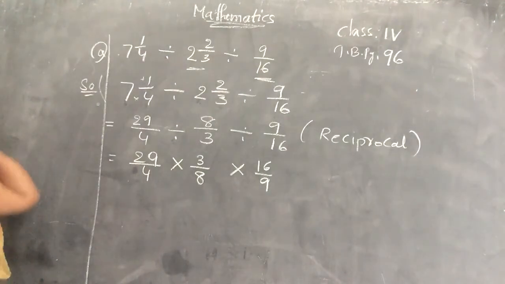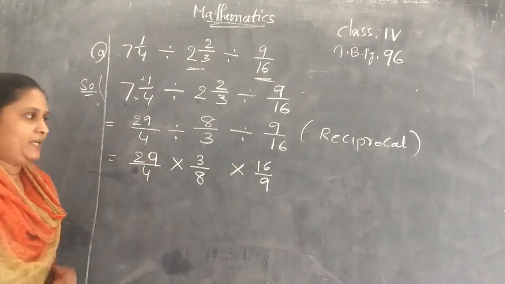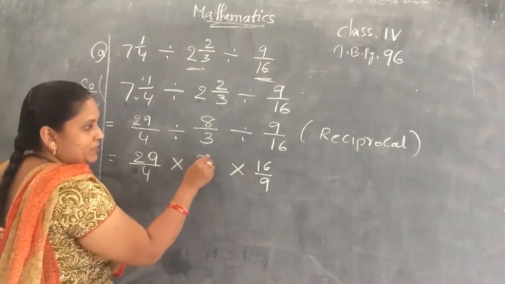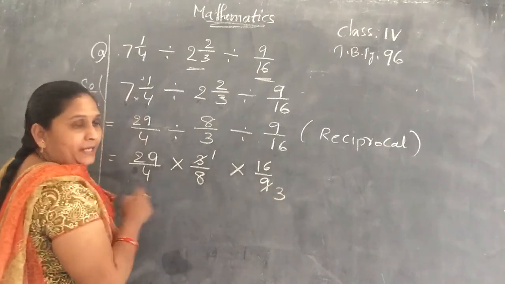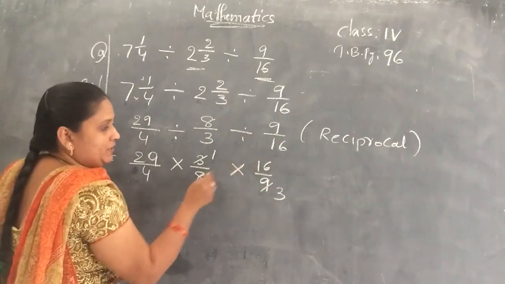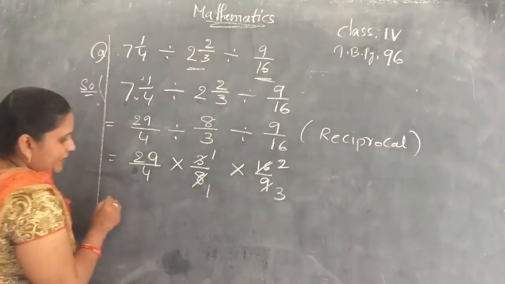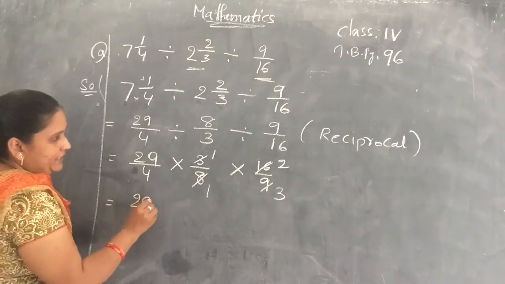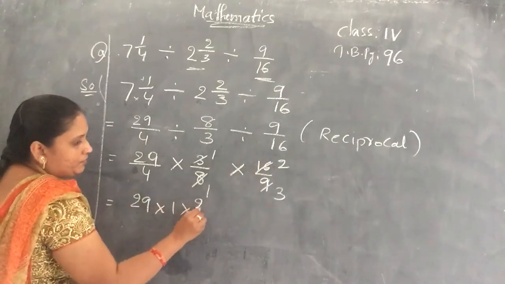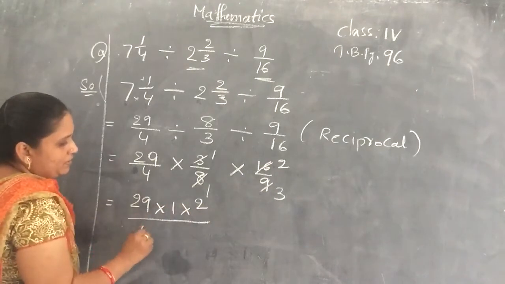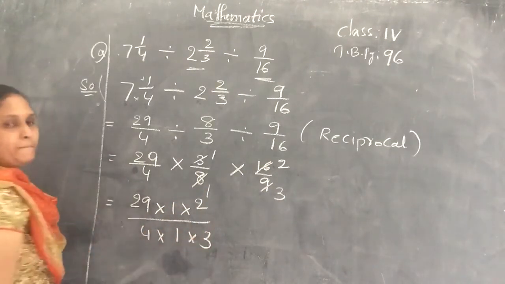Now, check if it is possible to do any simplification. Yes, the last two numbers are possible: 3 1s are 3, 3 3s are 9. Again 8 and 16 are also possible: 8 1s are 8, 8 2s are 16. So write all the numbers again, children: 29 into 1 into 2 by 4 into 1 into 3.